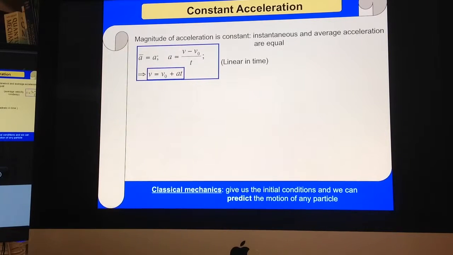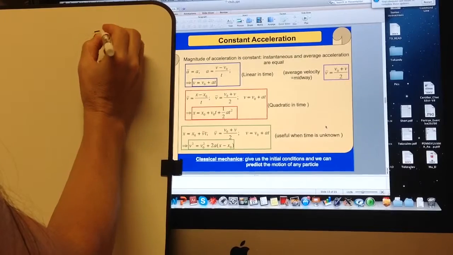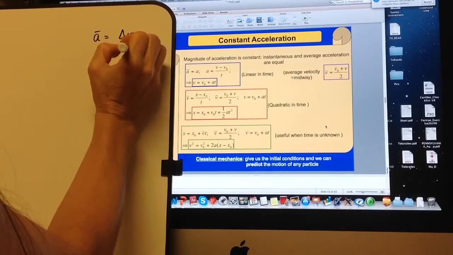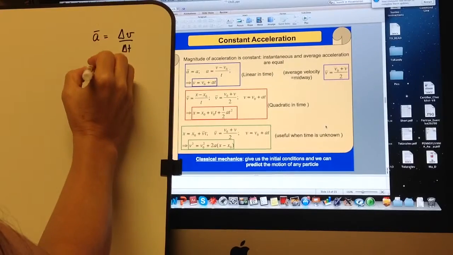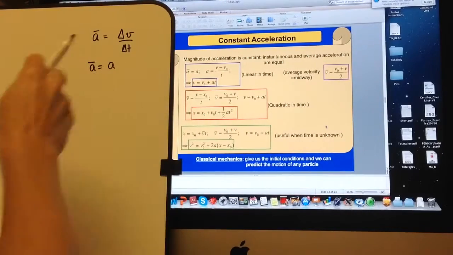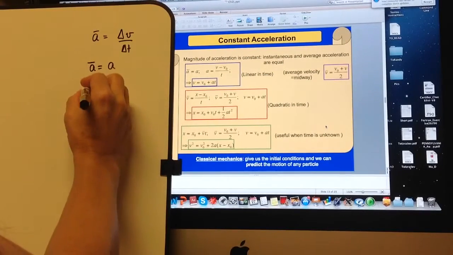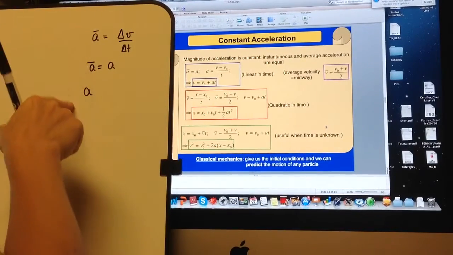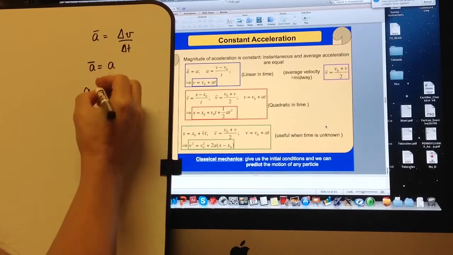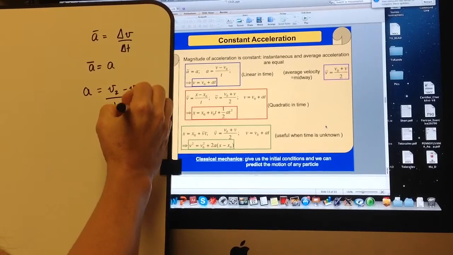So let's try to understand what we are writing there. Remember the definition of acceleration. The average acceleration is the change in velocity divided by time. And if this acceleration is constant, then the average acceleration is just a, it does not change. Average and instantaneous is the same. So I'm going to rewrite this equation with a, because instantaneous and average is the same, equal to the change in velocity, which we were writing as final minus initial, over final time minus initial time.